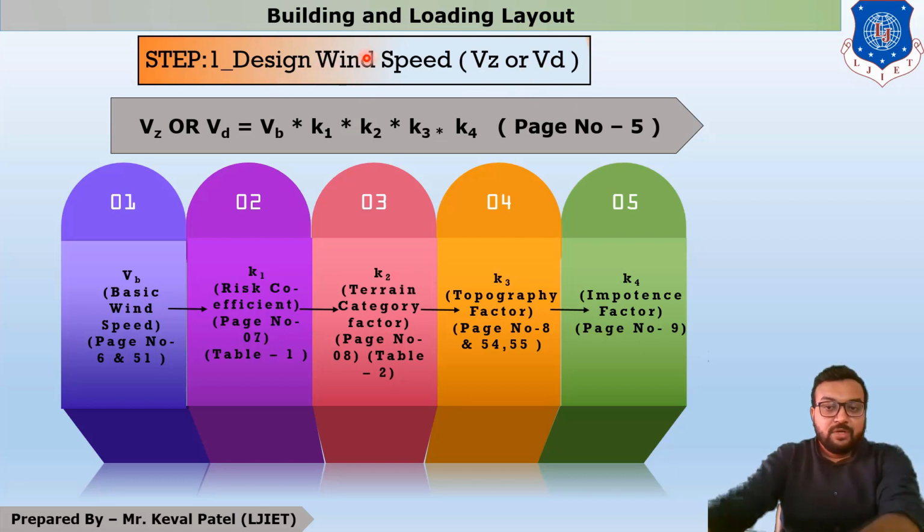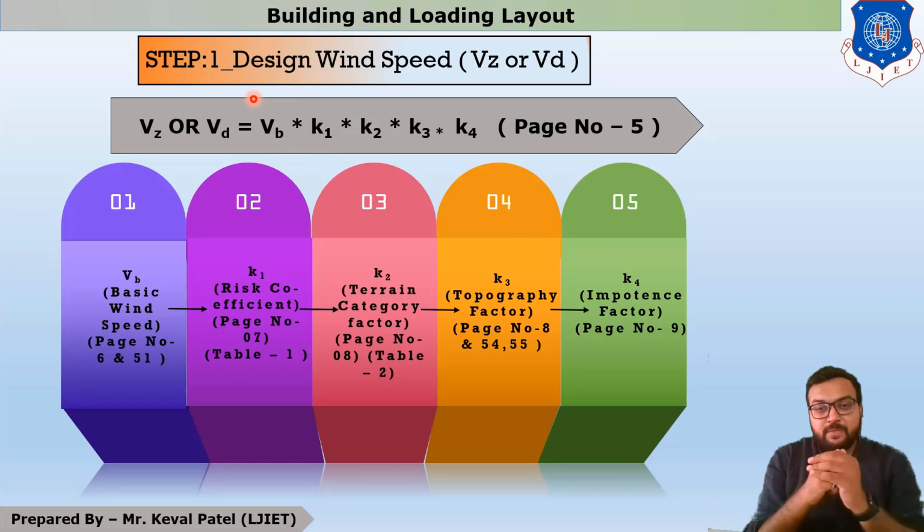Now the equation of Vz or Vd is given on page number 5 of IS 875 part 3 2015, in which it is clearly mentioned that the equation is Vb into K1 into K2 into K3 into K4. It means if you have to find Vz or Vd, then you have to find five unknowns, which are Vb, K1, K2, K3 and K4. So now let us start with all the unknowns. First unknown is Vb.